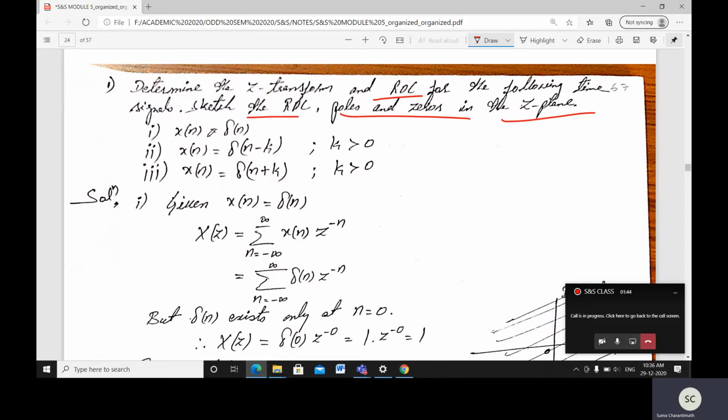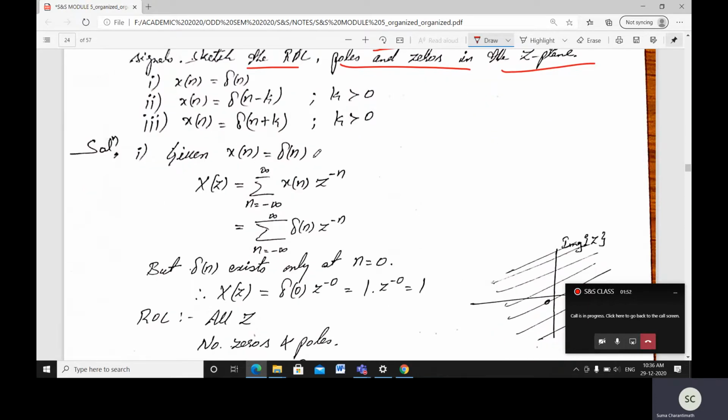The first one is x of n, given as delta of n, delta of n minus k, and delta of n plus k. We'll go one by one. The first is x of n equals delta of n. Using the z transform equation, x of z equals summation n varying from minus infinity to plus infinity x of n z raised to minus n.